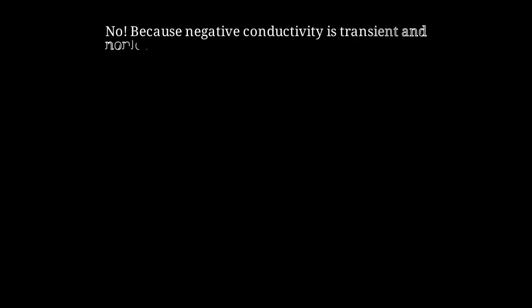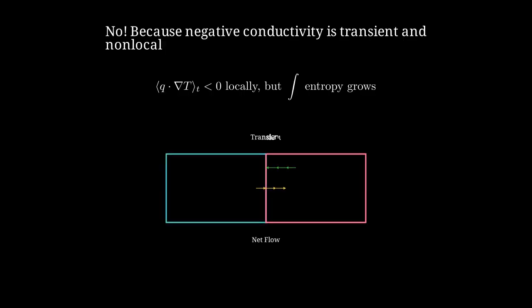No violation occurs because apparent negative conductivity is transient and involves non-local effects, not steady-state behavior. Heat flux times temperature gradient can be negative locally and temporarily, but integrated entropy still increases. While transient reverse flow can occur locally, the net integrated heat flow always goes from hot to cold in steady state. These exotic thermal properties enable revolutionary new technologies.